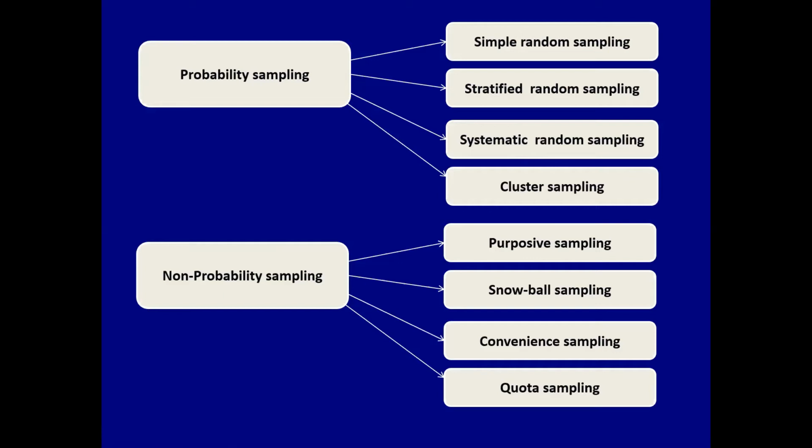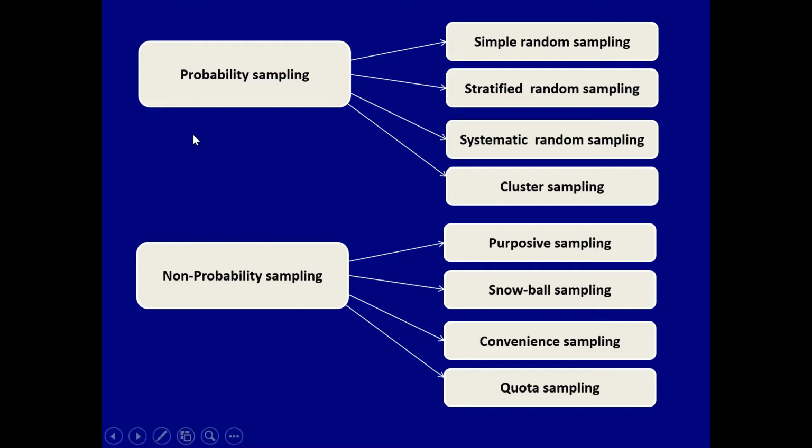Everyone in the sampling frame is probability sampling if they have an equal chance of getting selected. In the example of 200, selecting 50, if they have an equal chance of getting selected, that is probability sampling. If some people are selected by choice without an equal chance, it is non-probability sampling.